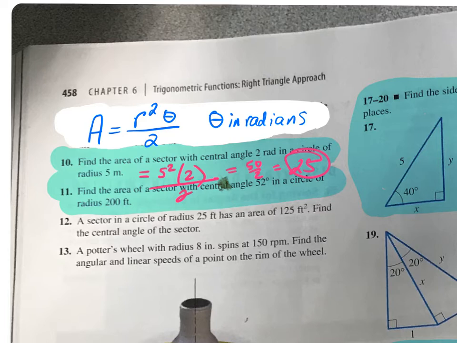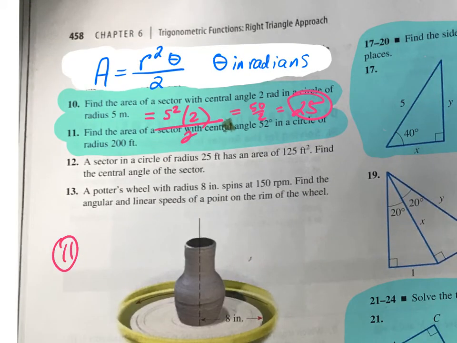Look at 11. Find the area of a sector with a central angle of 52. Uh-oh. They told me the central angle is what? 52. Does that help me right now? No, I have to change 52 degrees to what? All right, so what number goes into both 52 and 180? 4. What's 52 divided by 4? Good. What's 180 divided by 4? 45. So 13 pi over 45.